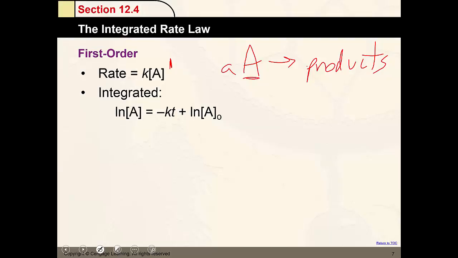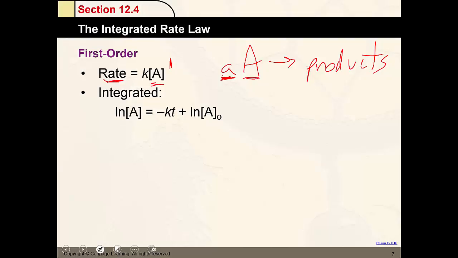And remember, this 1 doesn't necessarily correspond to this coefficient. This coefficient right here, it could be 1, it could be 2, 3, 4, or so on. Just remember the exponent doesn't necessarily have any relationship to the coefficients. The coefficients just tell us the mole ratio of the overall reaction. Okay, so that's the differential rate law, how rate depends on concentration of that reactant.